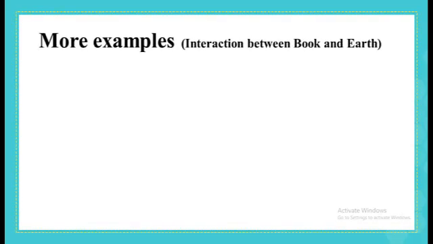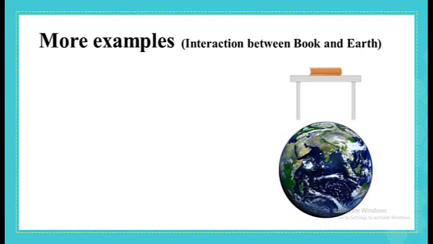And now let's take one more example about interaction. Here we have a book and the earth. The first point to think about is the forces of interaction happening between the book and the earth. Pause the video and try to list them.